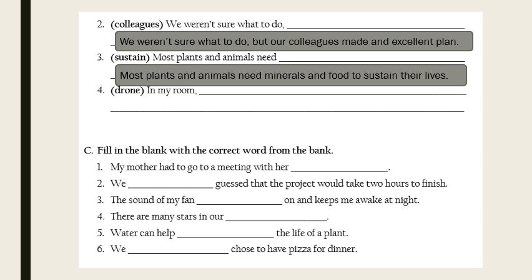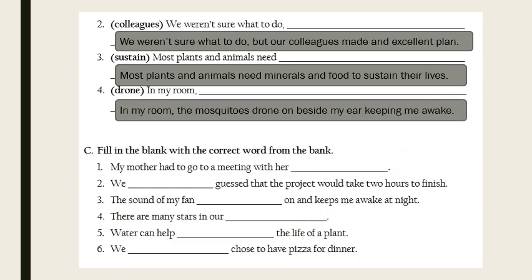Number four, drone. Drone, if you remember, is like the humming sound. In my room, what happens in my room? Imagine that you're sleeping. Where does the droning sound come from? Maybe the mosquitoes. Yes, that's right. So in my room, the mosquitoes drone on beside my ear, keeping me awake. Okay, so I think it's clear that when the mosquito drones beside your ear, you cannot sleep.